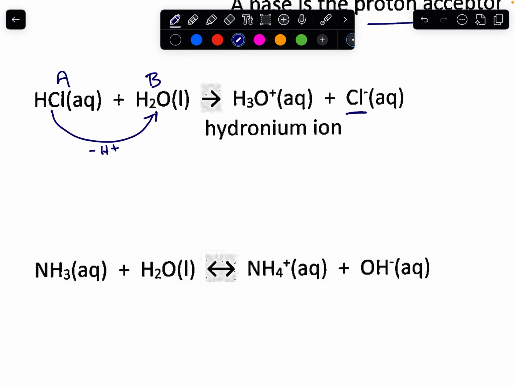Right down here, what we have going on is now it's going the opposite direction. My water is giving H plus to the ammonia, so I'm getting NH4 plus and OH minus. My water, since it's losing H plus, is my acid, and NH3 is my base.